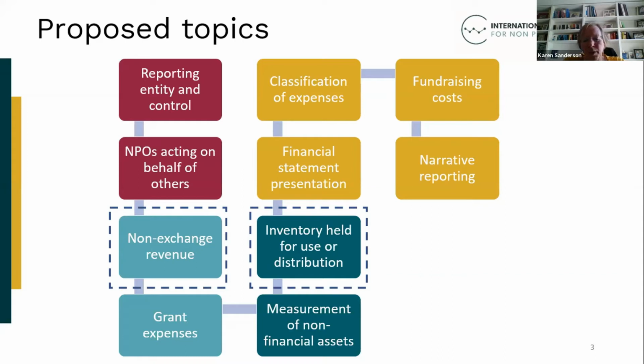So today, as I said, we'll be looking at non-exchange revenue, which is issue paper 3 in the consultation paper, and inventory held for use or distribution, which is issue paper 6 in the consultation paper. Knowing when and how to recognise revenue such as grants, donations, gifts in kind and service in kind has been a consistent issue raised in our outreach discussions. And we are calling revenue from these sources non-exchange revenue.